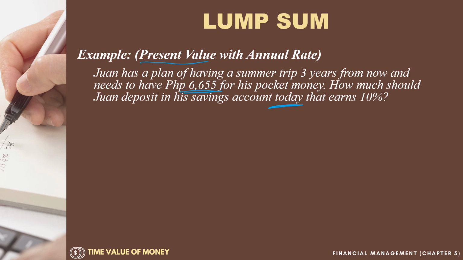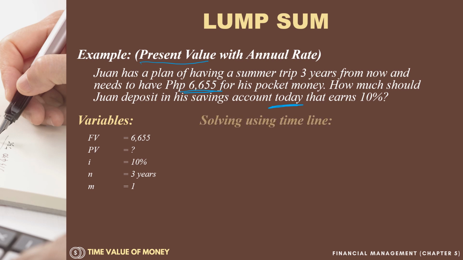Now, again, before solving this problem, we will first identify the different variables that were given in this problem. So here are the variables. First is the future value, that is the 6,655, and the present value, that is what we are looking for in this problem, and then the interest rate, that is 10%, n, that is 3 years, and m, that is 1. Now let's solve this first using the timeline.